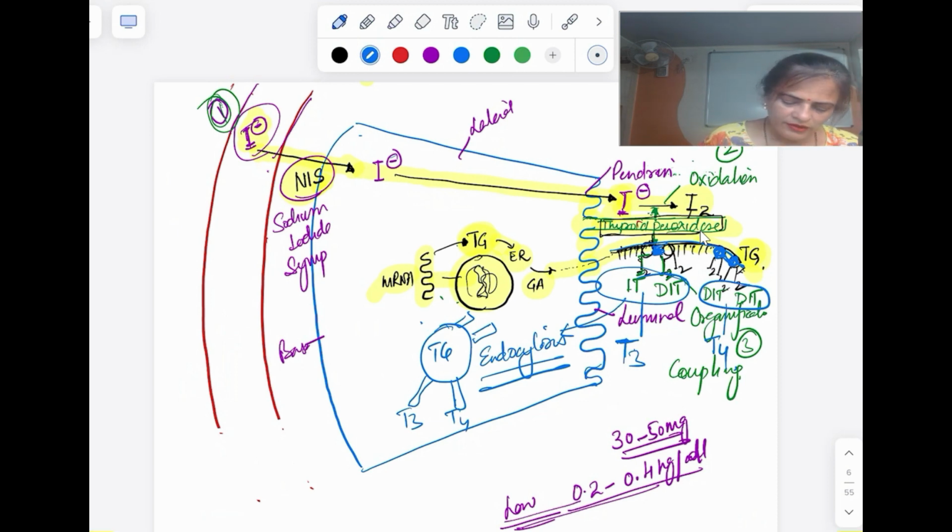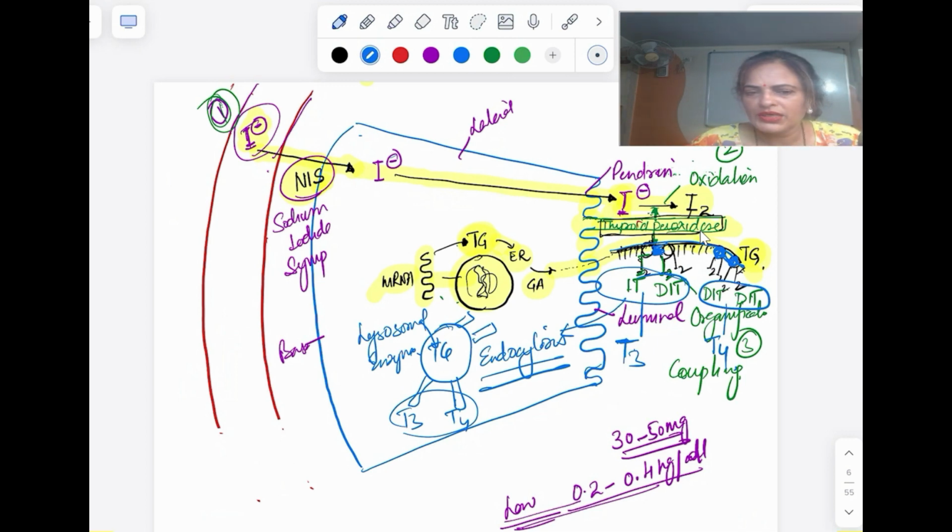Now whenever the body needs it, then the lysosomal enzymes are going to act on this, they are going to break this down, then this T3 and T4 will come into the circulation. यहाँ पे आ जाएंगे T3 and T4. ठीक है, जबकि आपका ये DIT एंड MIT, this will be deiodinated and iodine will be reutilized. इसमें ऐसे हो जाएगा.